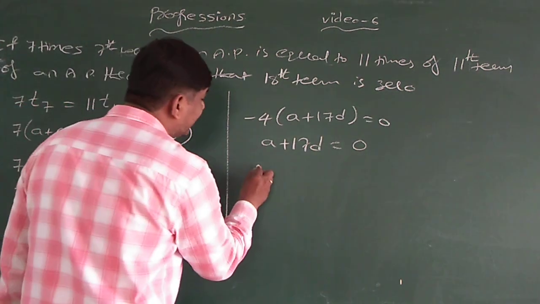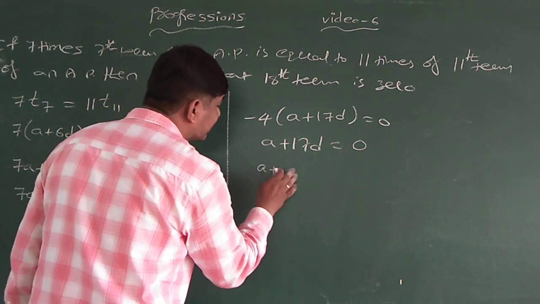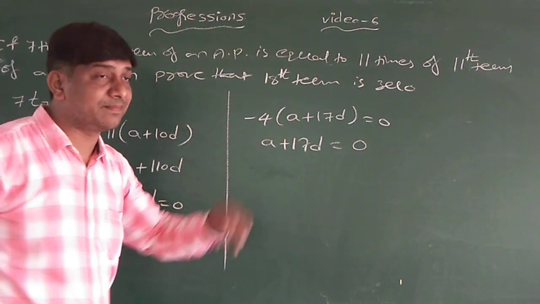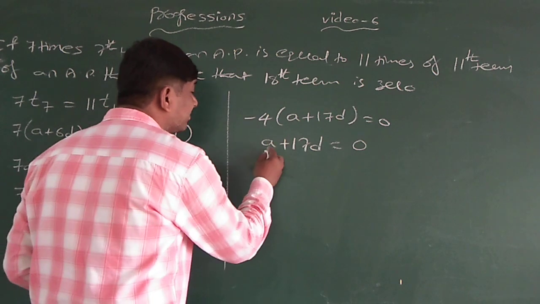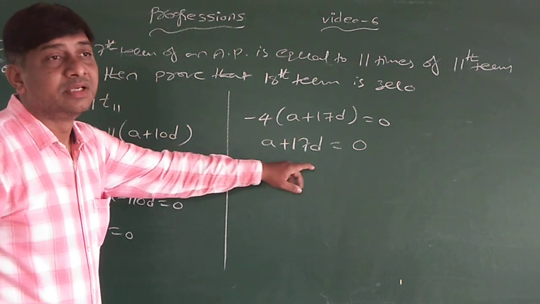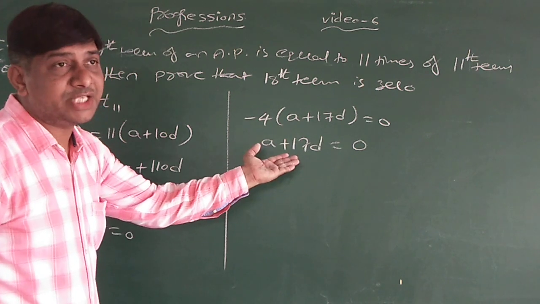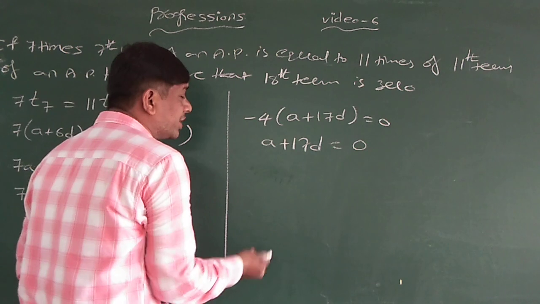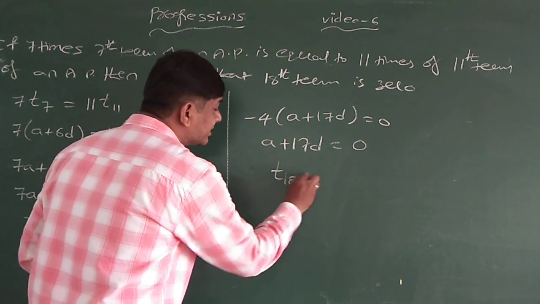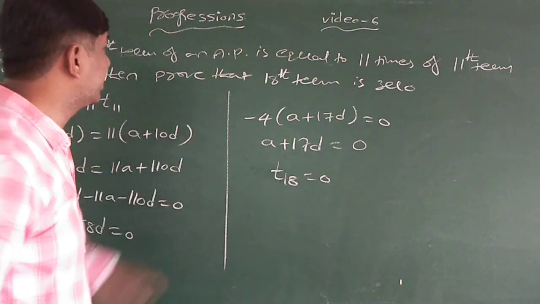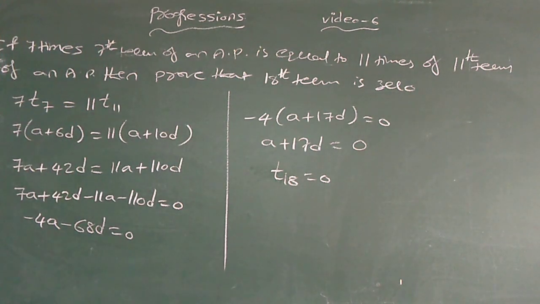Now a plus 17d is the general form of the 18th term, because the d quotient is always 1 less than the term number. So 17 is the d quotient. So T18 is equal to 0. Proved that the 18th term is 0. Is it clear? Note down.